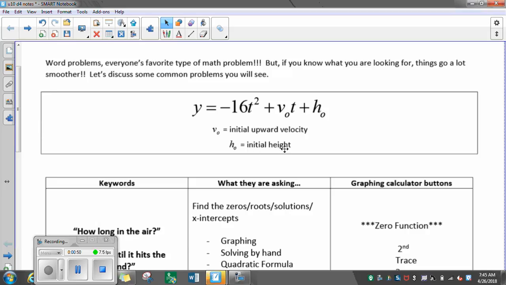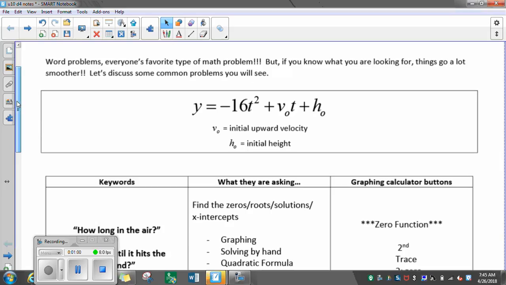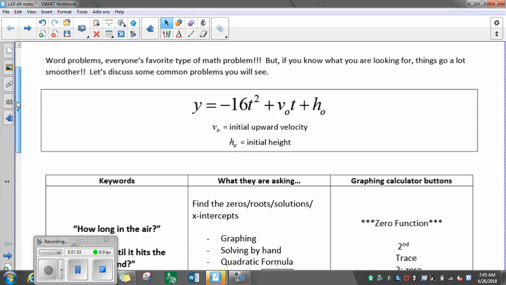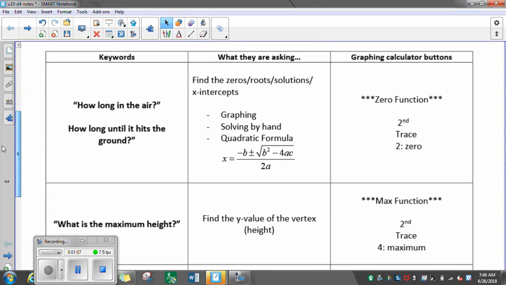A lot of word problems talk about kicking a ball or launching a rocket, jumping in the air, because all those go up and then back down. So they make parabolas. That's the typical thing you're going to see, usually height and time. But here's a little chart to help you remember.